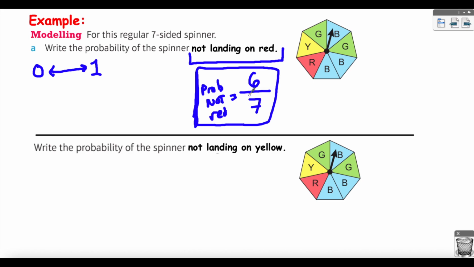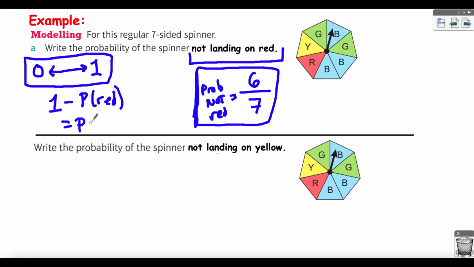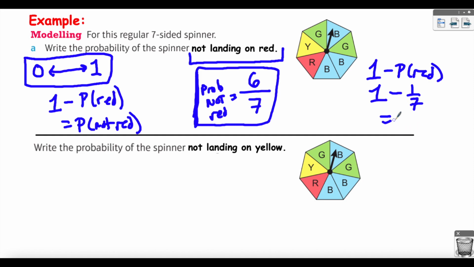Now there's another way you could do this. If this is easier, you could do 1 minus the probability of getting red. Because we know the probability is measured on a scale of 0 to 1, 1 being all the possible things that could occur, right? It's certain, they all must occur. If I take the probability of red away from 1, I'll be left with the probability of not red. So for example, if you do 1 minus the probability of red, the probability of red is 1 out of 7. So 1 minus 1/7 is 6/7. So you end up getting the same thing.